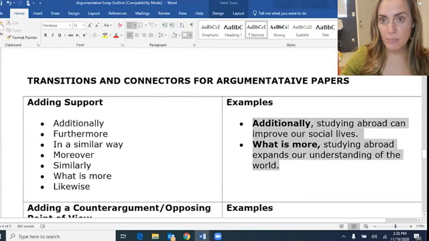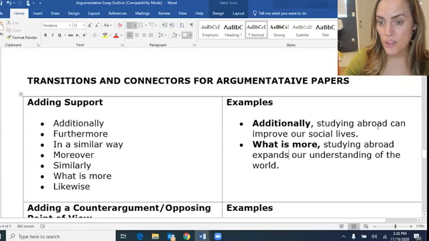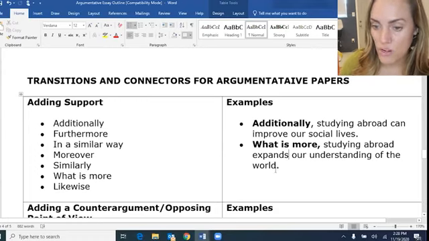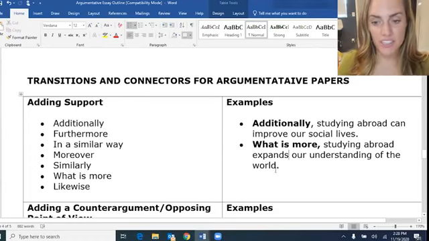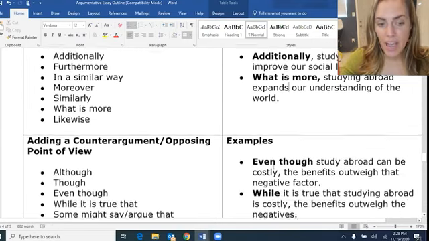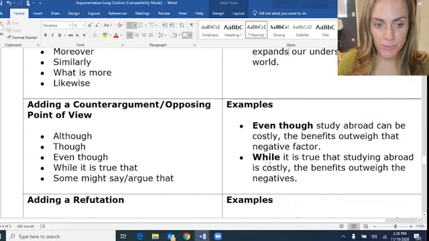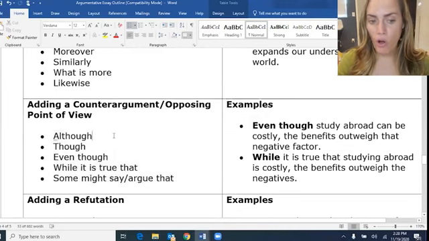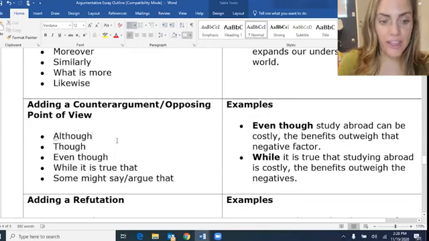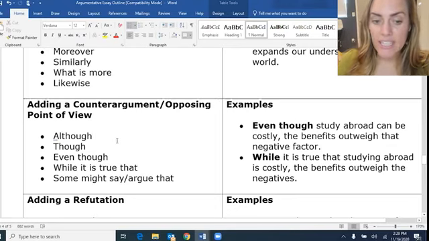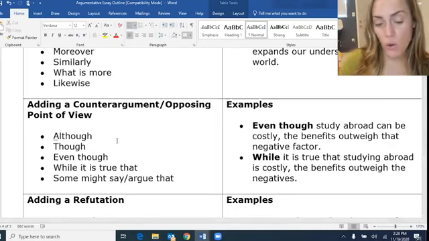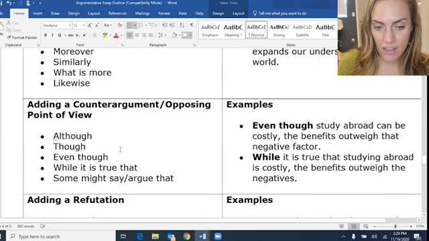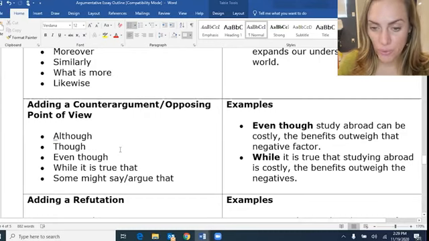And then here's some examples. So additionally, studying abroad can improve our social lives, or what is more, studying abroad expands our understanding of the world. Now, when you want to introduce the counter argument or the opposing point of view, you can use words like this: although, though, even though, while it is true that, or some might say, or some might argue.